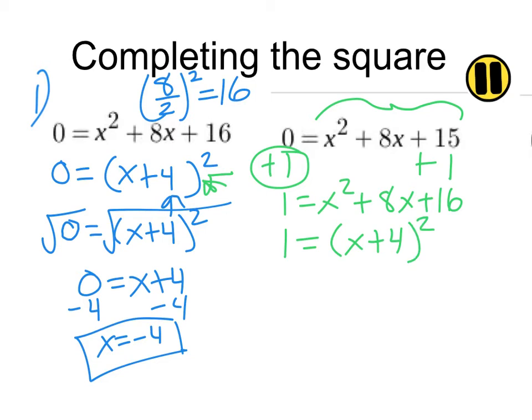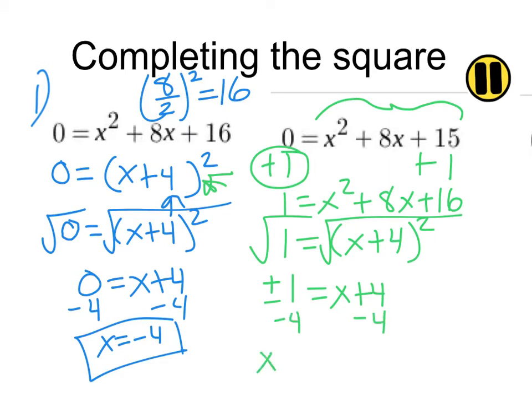And then I do the same steps as over here, except I've got a 1. So square root, x plus 4 equals plus or minus the square root of 1. The square root of 1 is just 1. And then I subtract 4, so I get x equals negative 4 plus 1 would be negative 3, or negative 4 minus 1 would be negative 5.